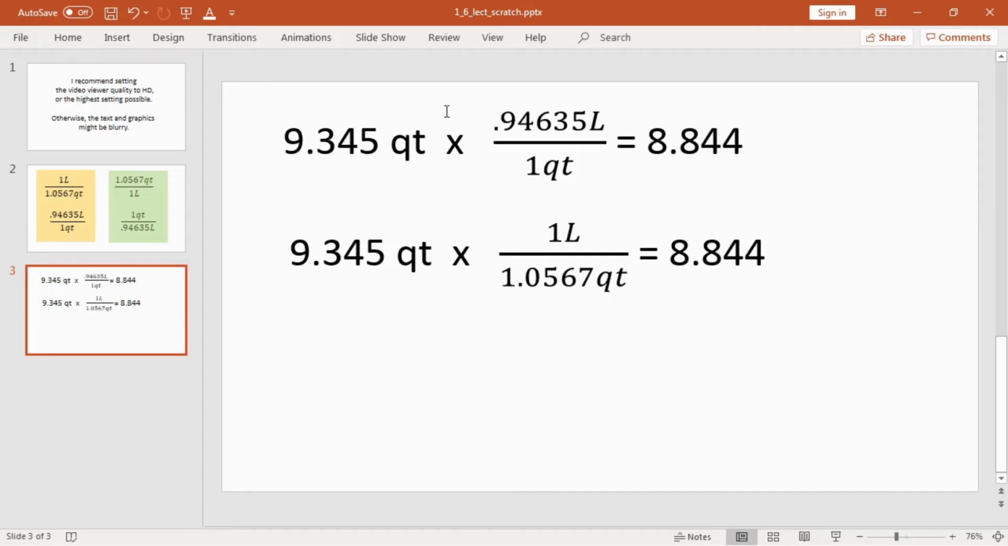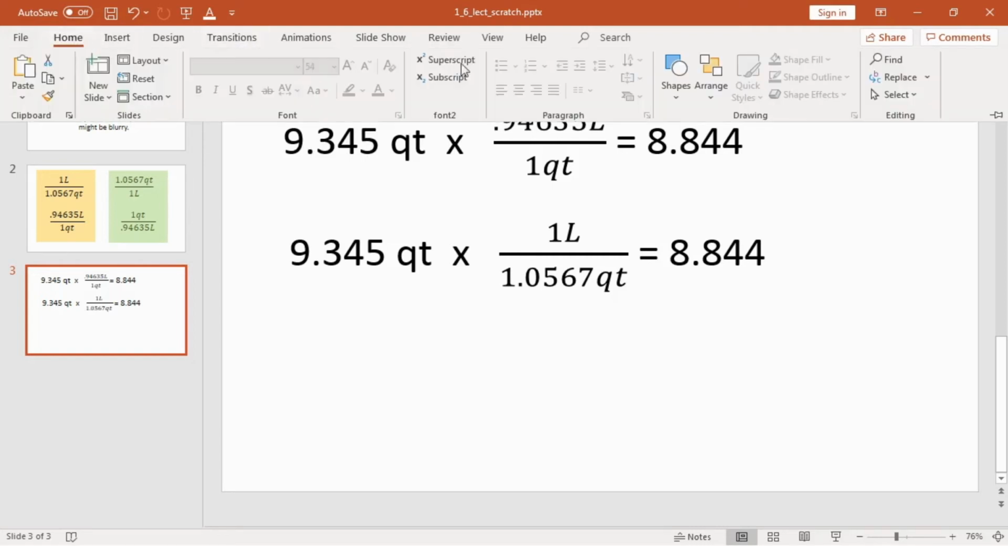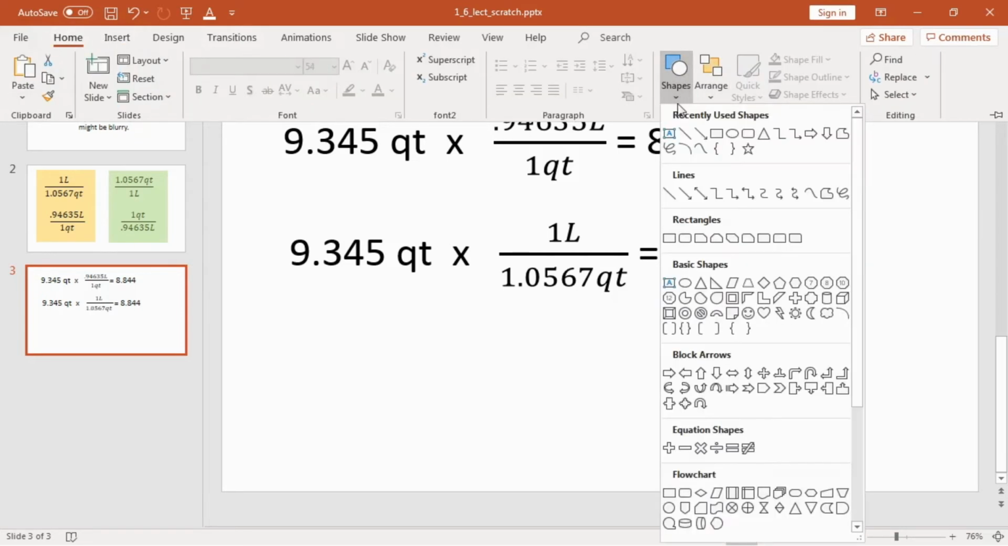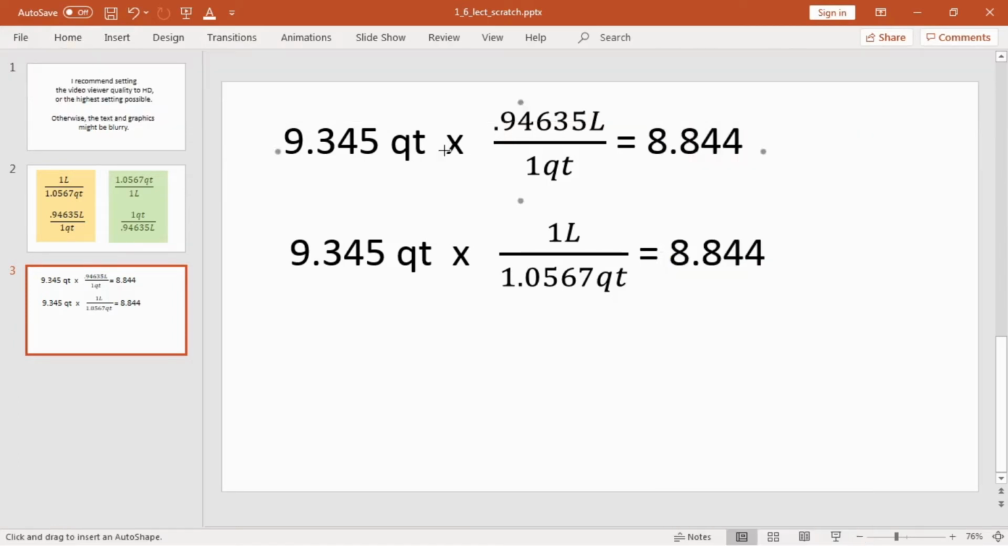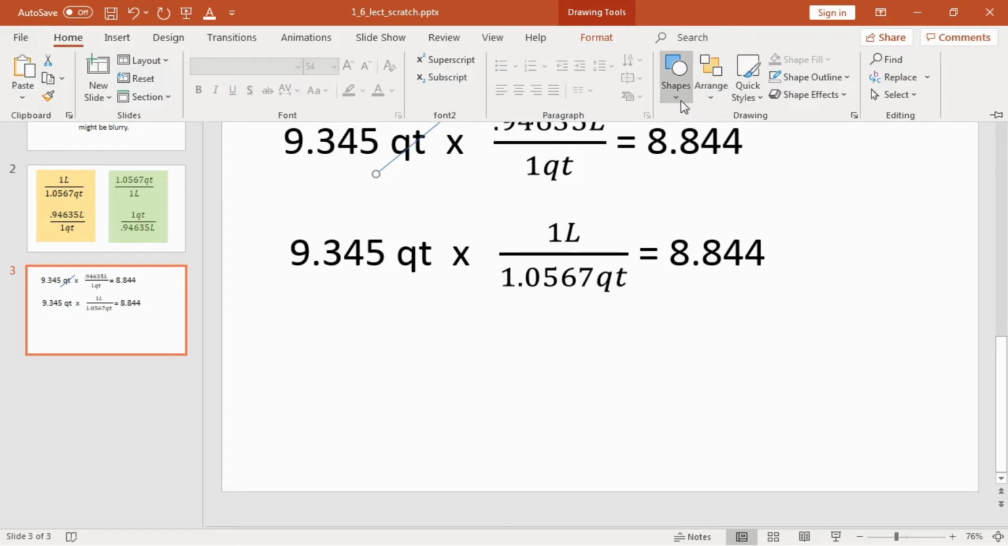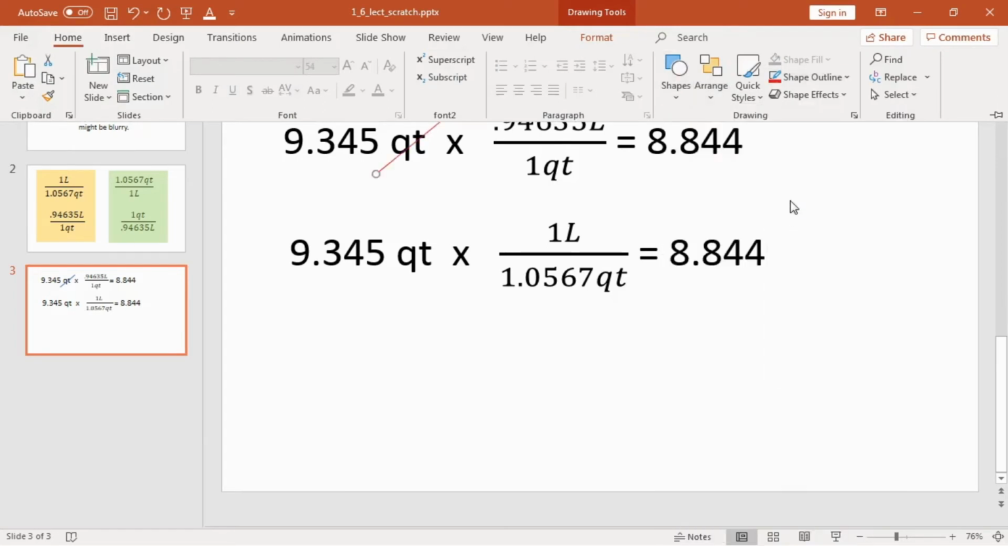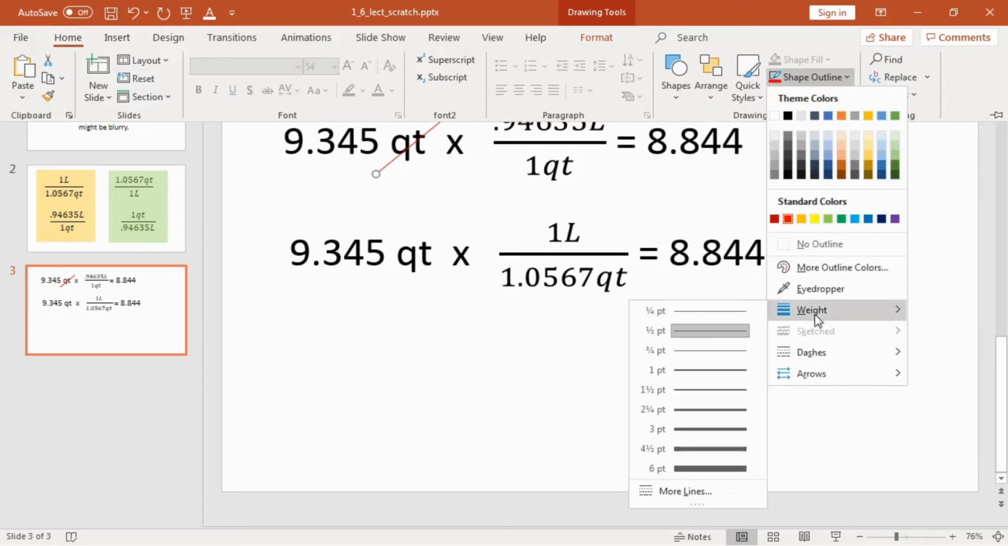What ends up happening is, let's see if I can do this. Let's see, insert. There's a way to do shapes. I'll use red to indicate that I want it to be blanked out. And let me increase the weight.